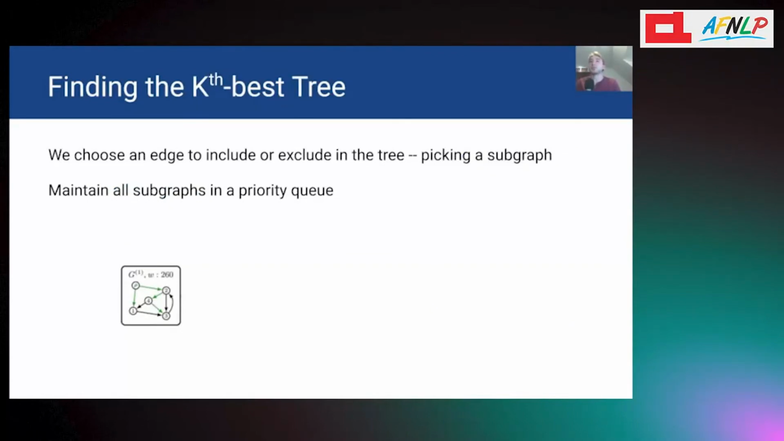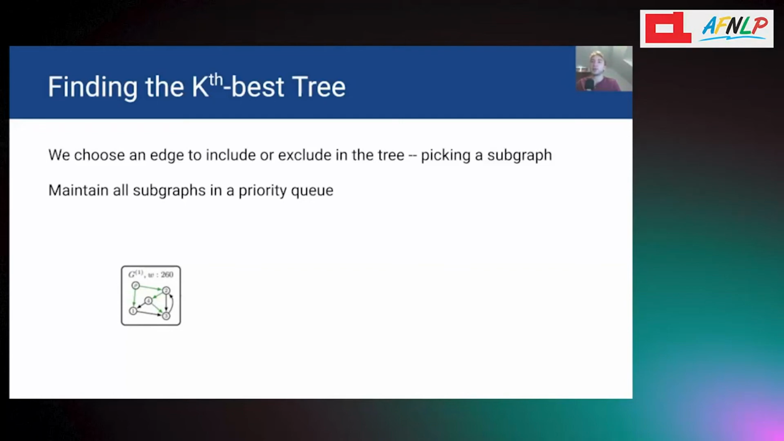Finding the k-best trees is therefore a subgraph exploration problem. Upon decoding each tree, we find an edge that needs to be removed from the graph to get the next best tree. This decision splits the search space, as we may require the edge in the future. By maintaining a priority queue of these subgraphs, we can efficiently explore the space.